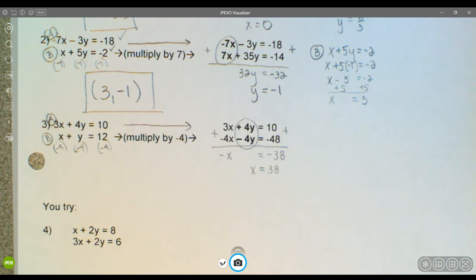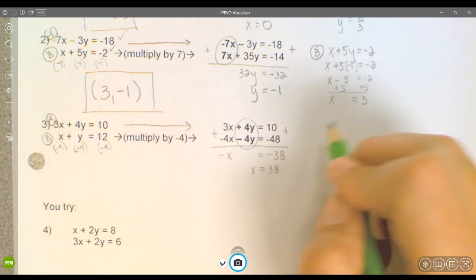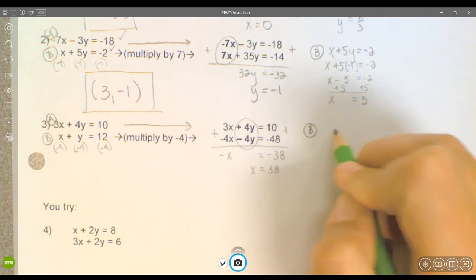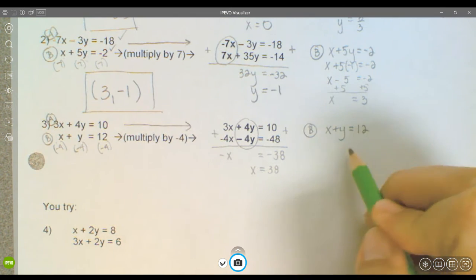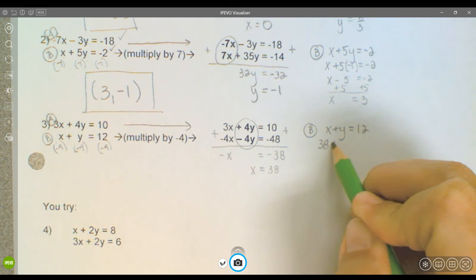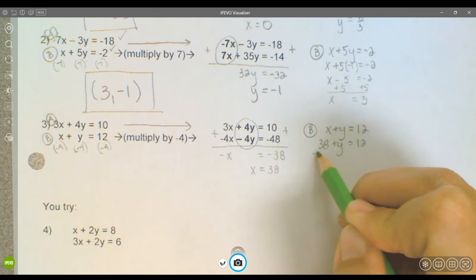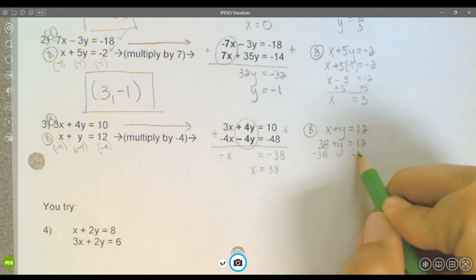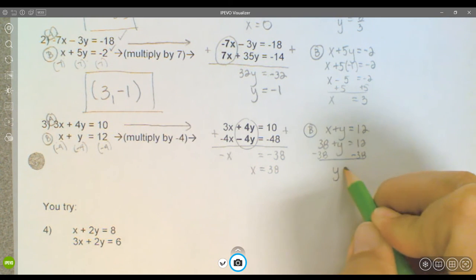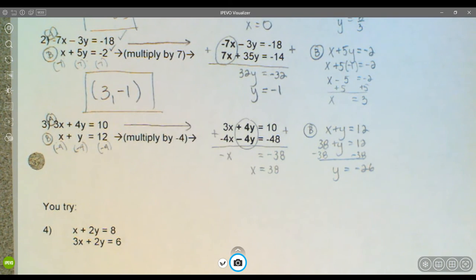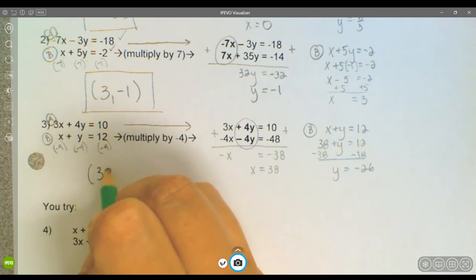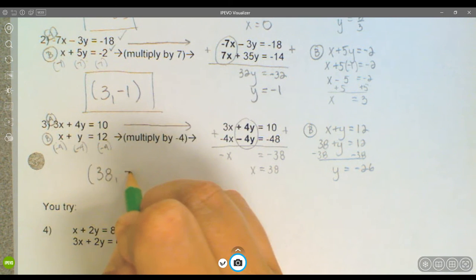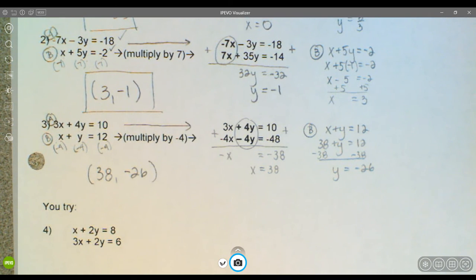And for this equation, that's a no-brainer. I'm substituting into equation B. If x plus y equals 12 and x is 38, then subtracting 38 on both sides tells me that y equals negative 26. So I think x is 38 and y is negative 26. I think. But remember, I want to be sure.